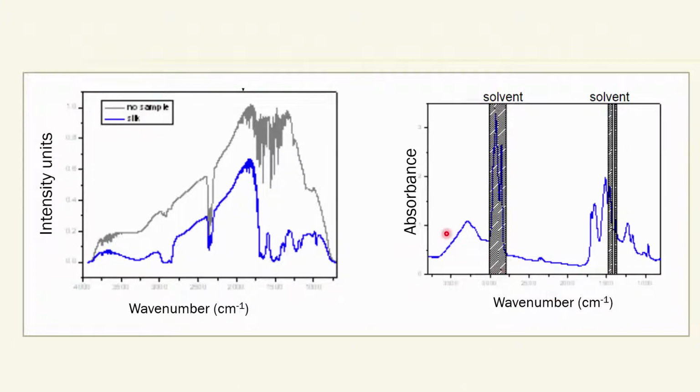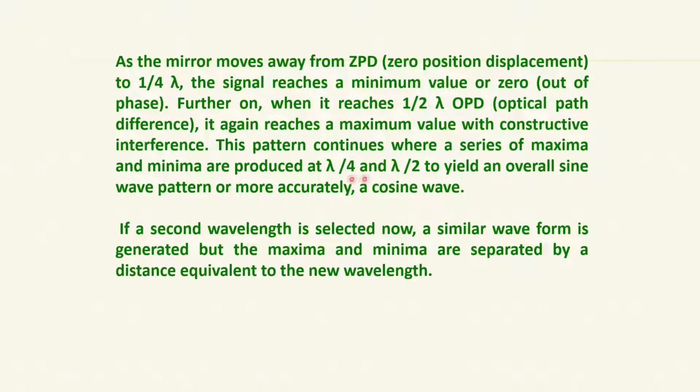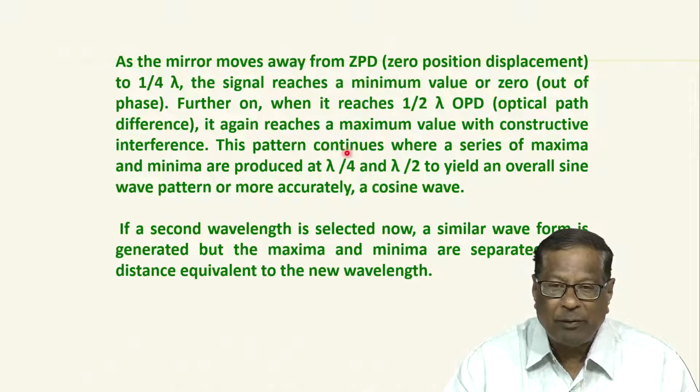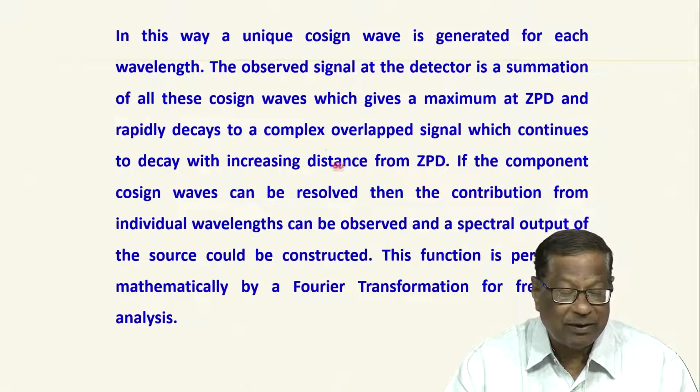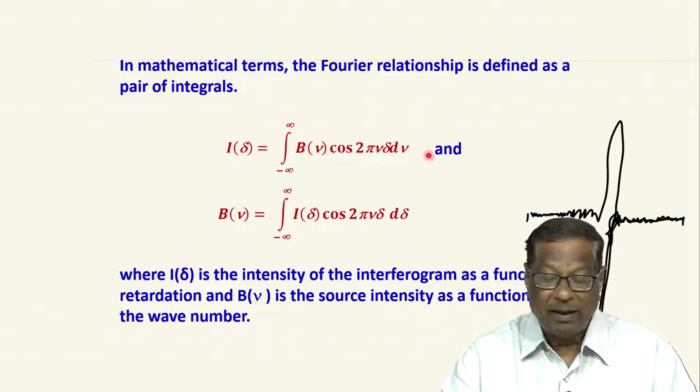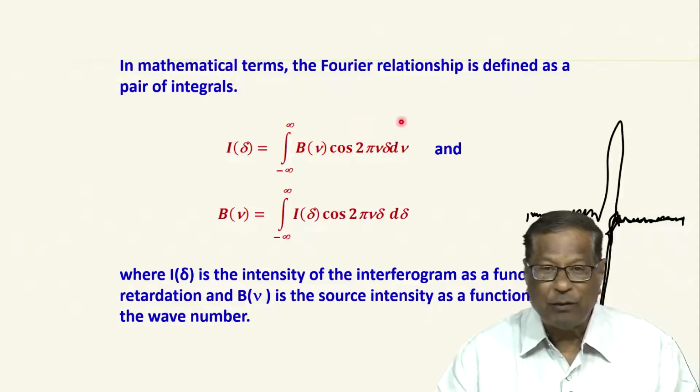This is wave number versus absorbance. Normally we plot transmittance versus wave number, because the quantity of absorbance will be very small. So at 100% transmittance, any deviation in the transmittance is normally recorded. Okay. This slide also I had shown you, that is as the mirror moves away by 1/4 lambda, 1/2 lambda etc., and the cosine, and I had explained to you how the Fourier transform functions.